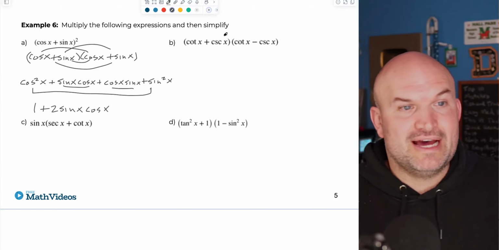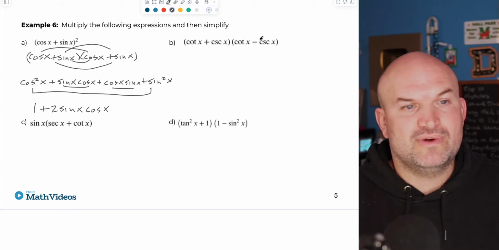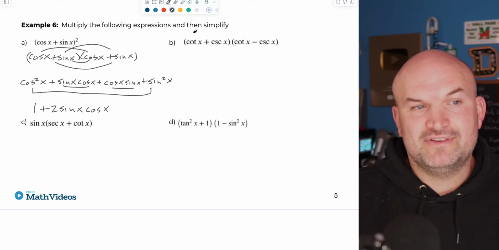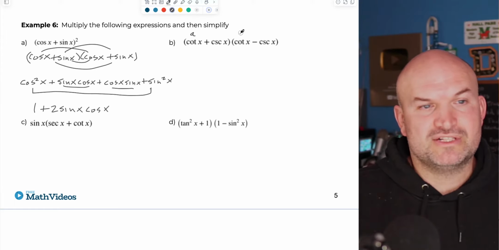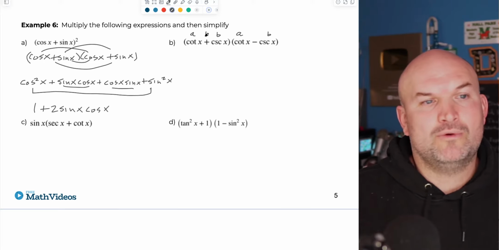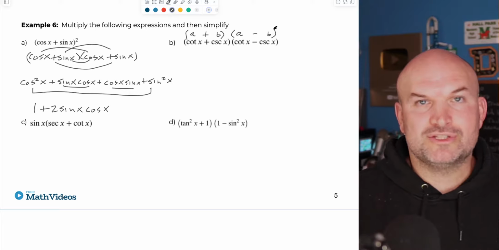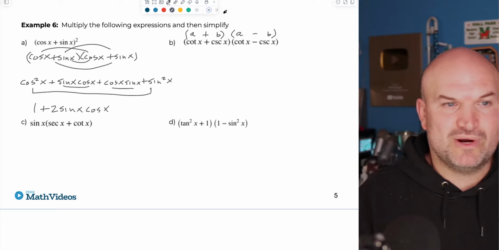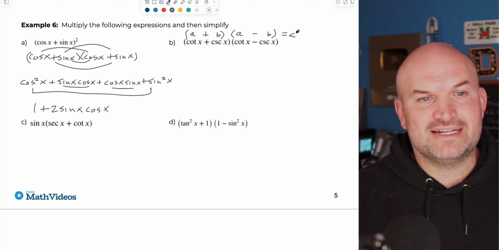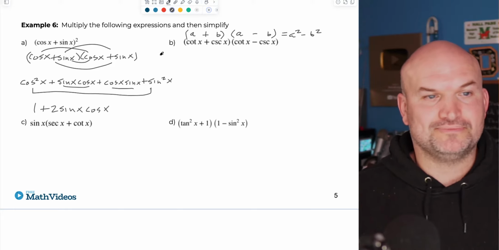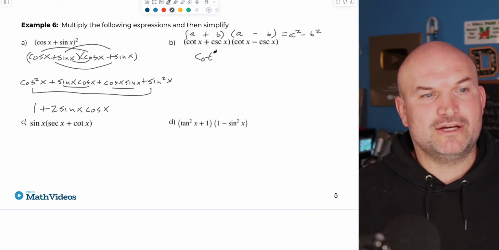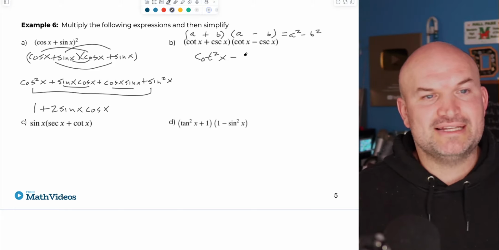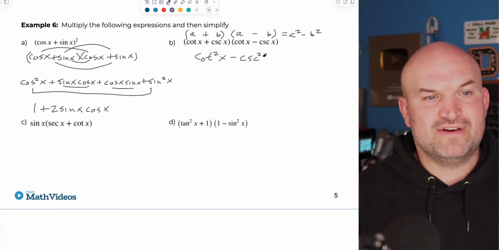So in this one, again, we have multiplication, but here's something kind of interesting. Notice how my first two terms are exactly the same. Notice how my last two terms are exactly the same. Notice how one's positive and one's negative. Hopefully, if you remember from your good old Algebra 2 days, this is going to be the difference of two squares. We can rewrite that as a squared minus b squared. So this is going to be cotangent squared of x minus cosecant squared of x.